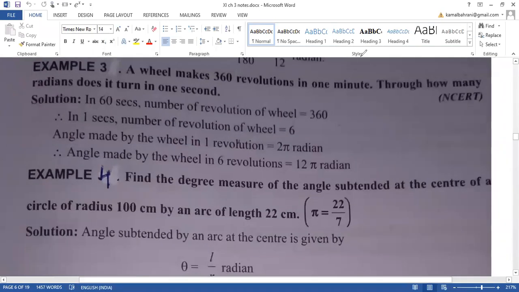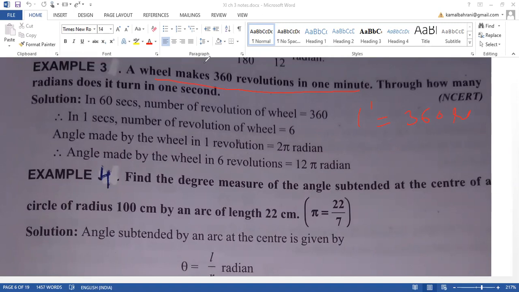Now just see, this is your third example. A wheel makes 360 revolutions in 1 minute. So in 1 minute, we are having 360 revolutions. Clear? Through how many radians does it turn in 1 second? Now you have to tell through how many radians does it turn in 1 second.